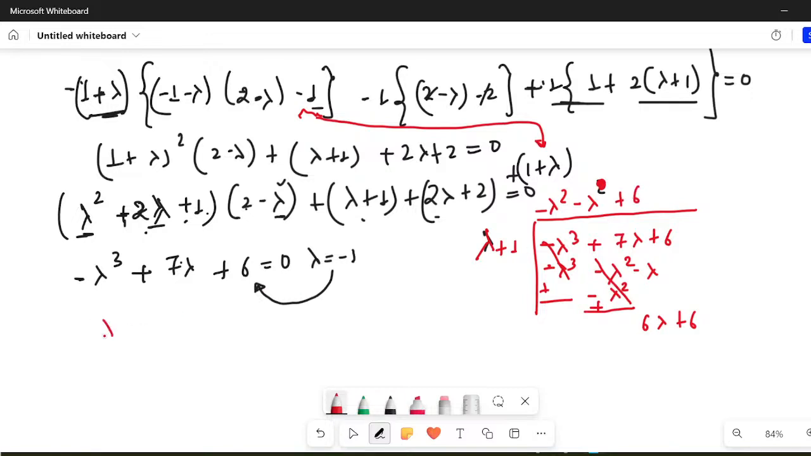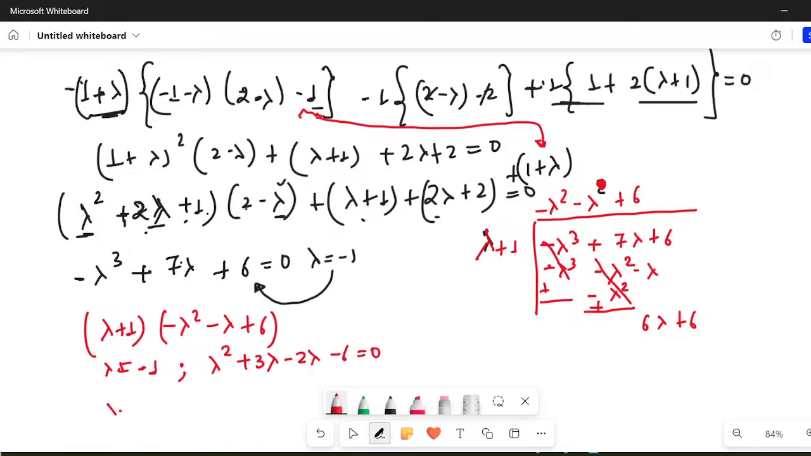So what am I getting? I'm getting lambda plus 1 into minus of lambda square minus of lambda and plus 6. Okay, this is what I'm getting. So I think this is quite easy to solve. It will give me lambda is equal to minus 1, and then I'm going to get something like lambda square plus 3 lambda minus 2 lambda and minus of 6 equal to 0. That implies lambda is equal to minus 3 and plus 2 I should write. So I'll get lambda is equal to minus of 2 and lambda is equal to 3.